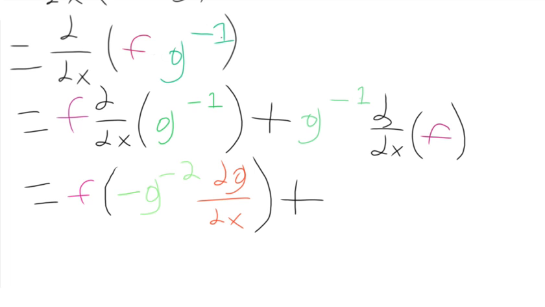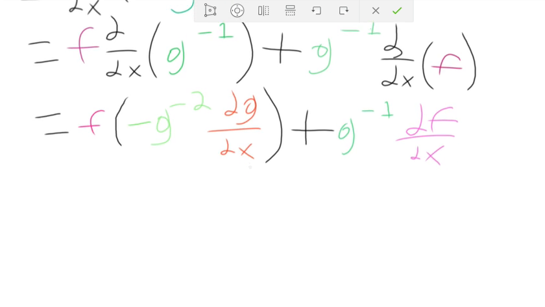So the derivative there will be dg/dx. Alright, now let's deal with the second term. So this one's easier. We still have the g to the negative 1 right here. And then the derivative of f with respect to x, that's this right here, is just df/dx. Alright, so now we're done with the derivative.